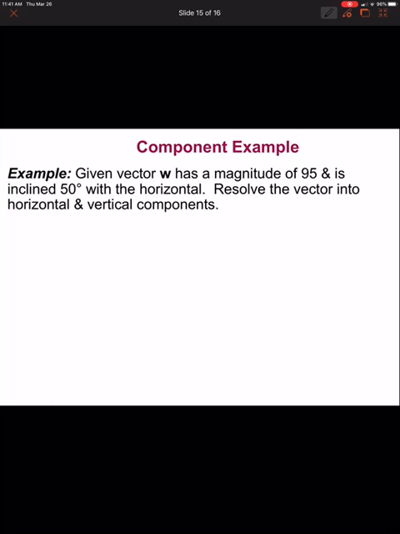So components. Given vector w has a magnitude of 95 and is inclined 50 degrees with the horizontal, resolve this vector into horizontal and vertical components. So let's draw a picture of that. So we've got a vector, magnitude 95. Now let's draw in the horizontal, and we're going to go 50 degrees off that horizontal, and we're going to draw in vector w. So there's w with a magnitude of 95 units.